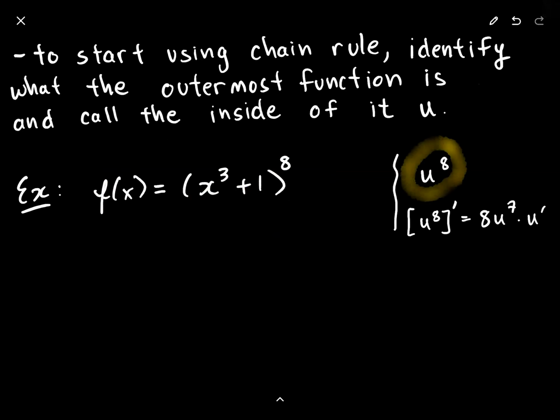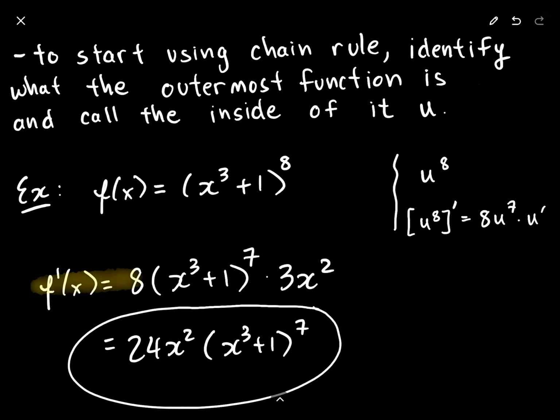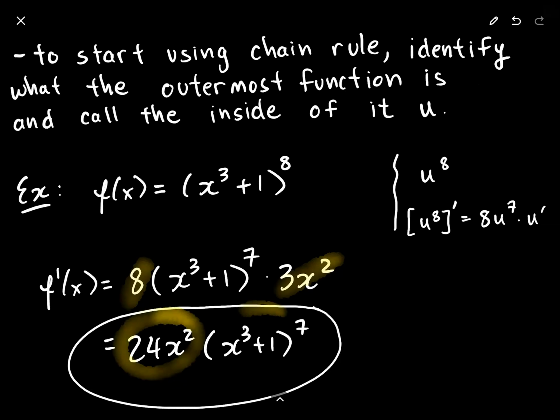So here we will take the derivative of u to the 8, using the chain rule version of power rule. So the derivative of u to the 8 will be 8u to the 7 times u prime. So the derivative is 8u to the 7 times the derivative of the u. So the derivative of x cubed plus 1 is 3x squared. 8 times 3x squared will bring it in the front. So we have 24x squared times x cubed plus 1 to power 7.